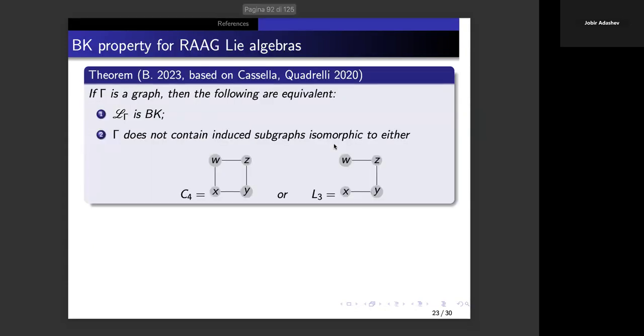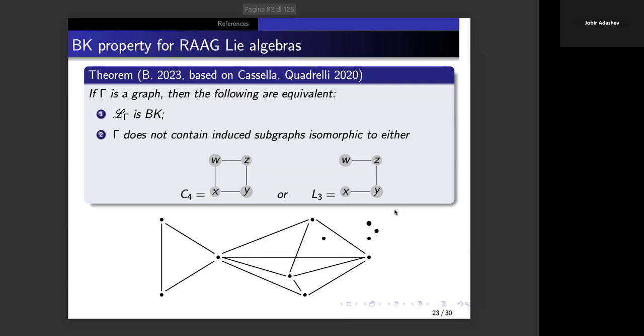Okay, so for right-angled Artin Lie algebras, we have this, let's say, translation of Droms' theorem that holds in group theory, which precisely characterizes those graphs for which the associated Lie algebra is a bloccato Lie algebra. For instance, for a graph of this kind, this fish graph, the right-angled Artin Lie algebra of this graph is bloccato. This is a fish.